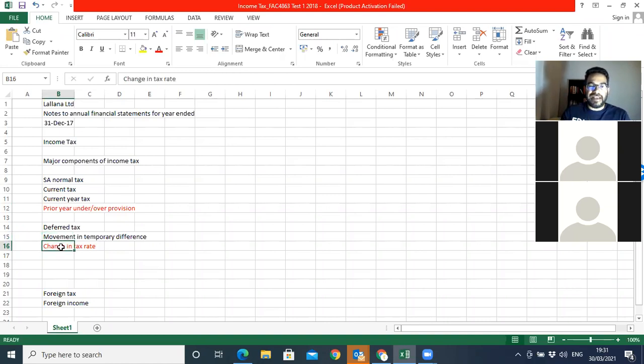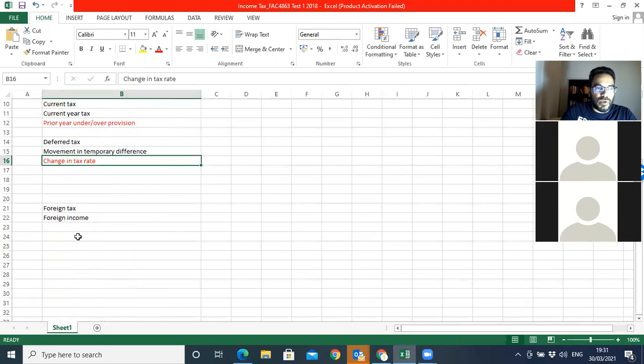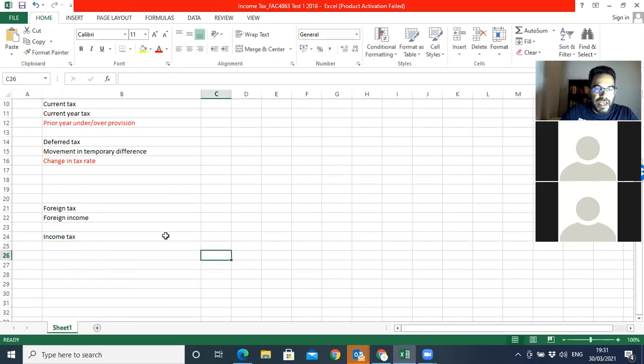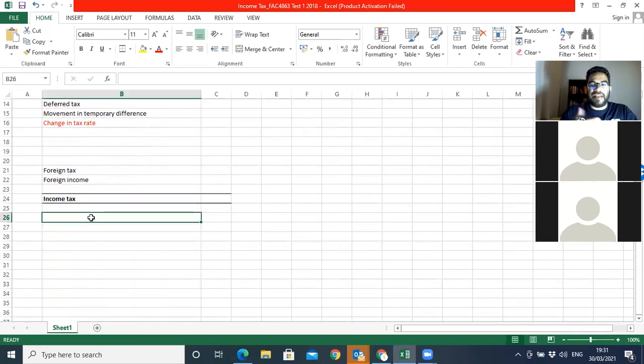It can be a change in tax rate, and then it will be anything relating to a deferred tax asset. So we will have the deferred tax asset in this question. Once we add up everything, that will equal our income tax. This income tax amount needs to equal the income tax on your statement of profit or loss and other comprehensive income.